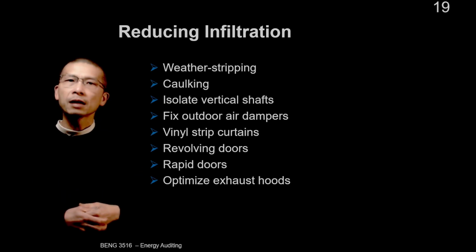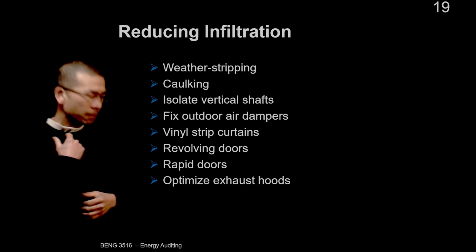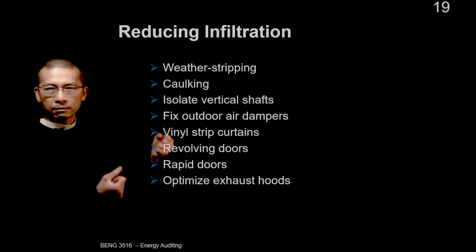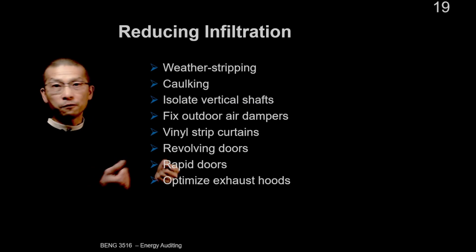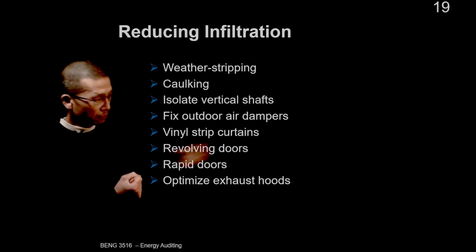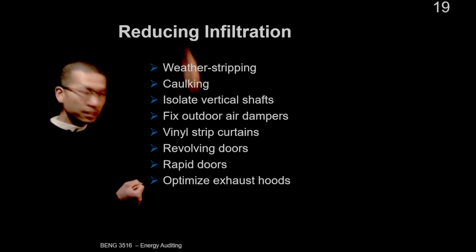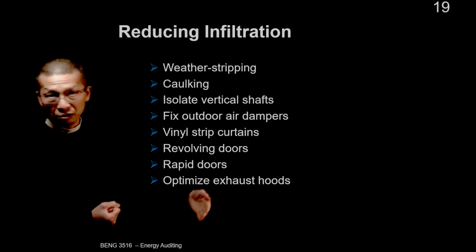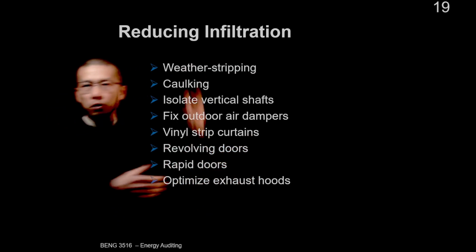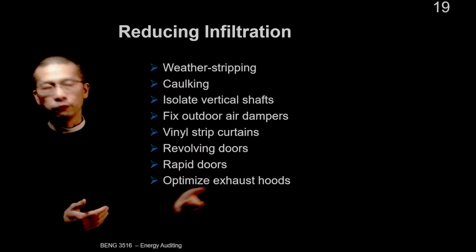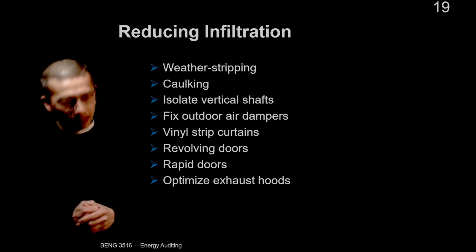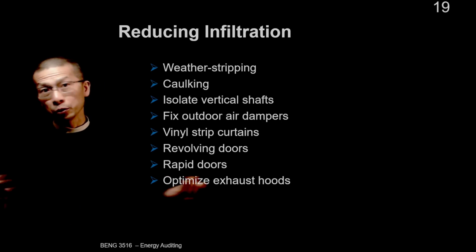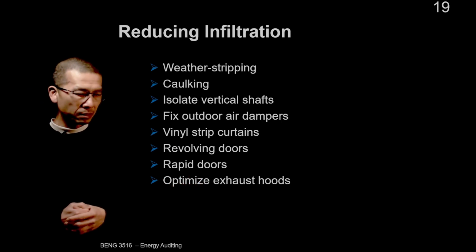Vinyl strip curtains. I don't know, have you, say, when you go to a warehouse, and there could be forklifts, people driving the forklift in and out of the buildings, and you will see some of the plastic, kind of transparent too, plastic curtains, and you just push through. So those can help reduce airflow in and out of the buildings. Revolving doors, rapid doors, I'm not sure what rapid doors are, maybe they open and close quickly, and optimize exhaust hood.